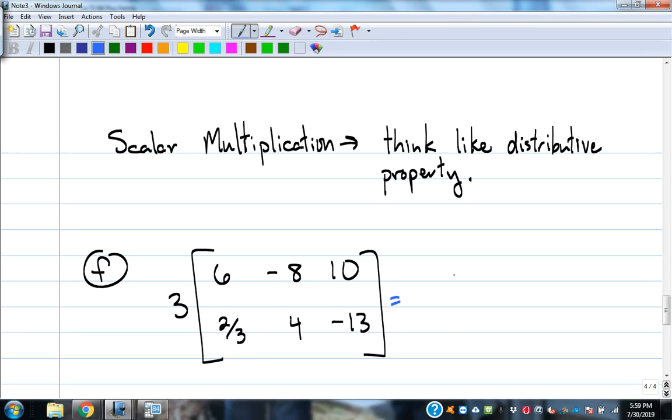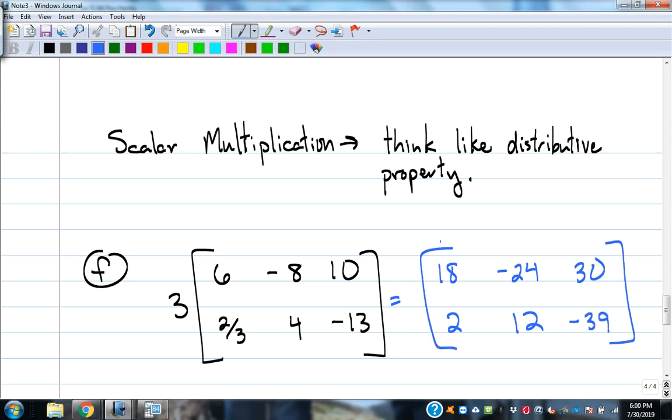So 3 times 6, 18. 3 times -8, -24. 3 times 10, 30. 3 times 2/3, that'd be 2. 3 times 4 is 12. 3 times -13 is -39. And you get a 2x3 matrix back, same size as the one I started with. So scalar multiplication, it's just multiplying an entire matrix by a number that's in front.